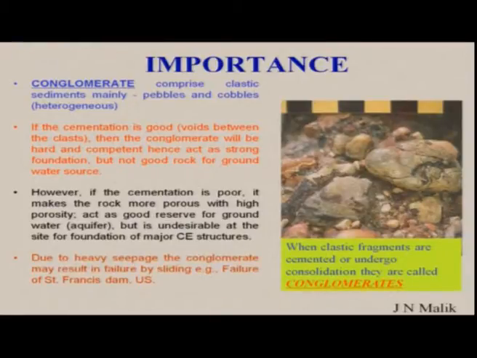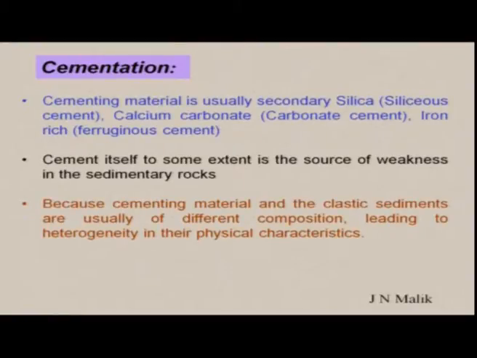Okay, so due to heavy seepage, the conglomerate may result in failure by sliding, and one example of this is the failure of the St. Francis Dam in the US, which was because the conglomerate was poorly cemented. Now cementation, in particular, that material is usually secondary silica, siliceous cement. If you have calcium carbonate, we say carbonate cement, or it is ferromagnesian cement, iron rich. So most harder, if you look at, we will find that it has the ferromagnesian cement.